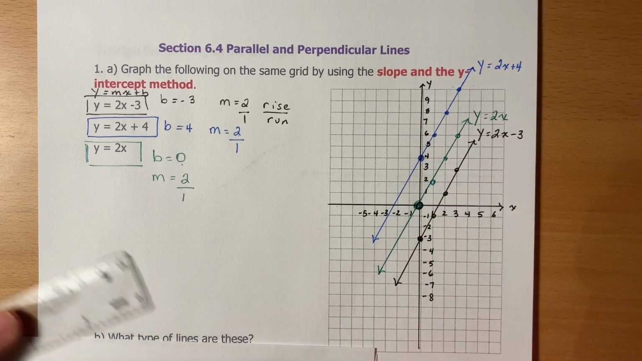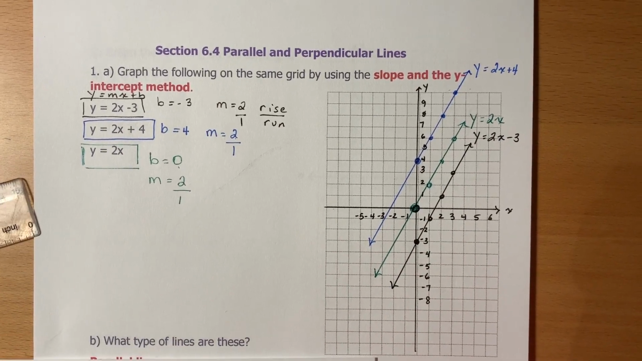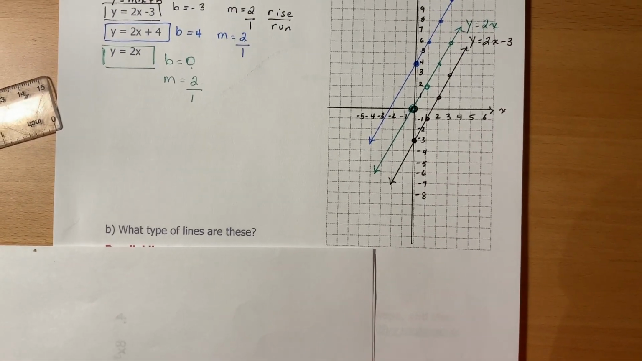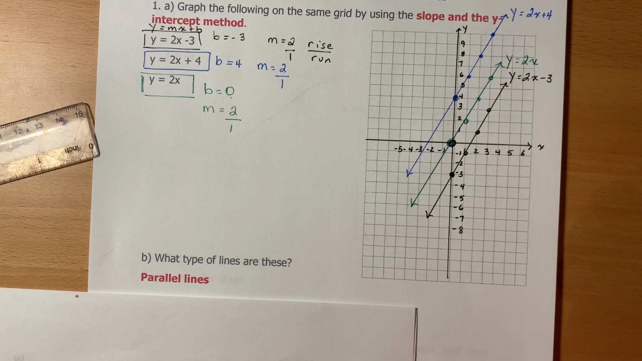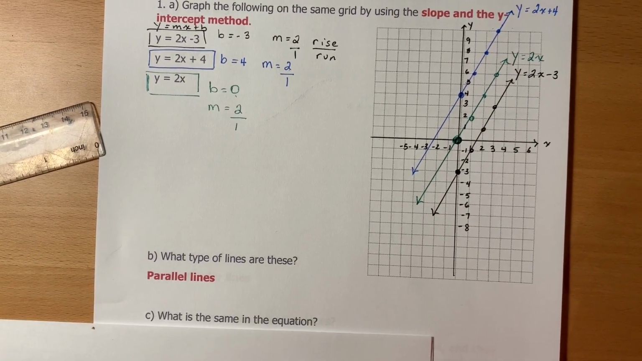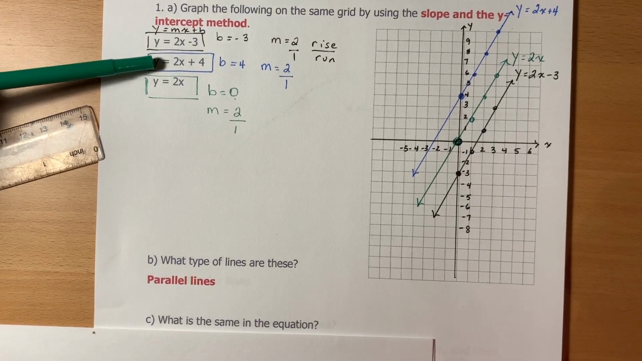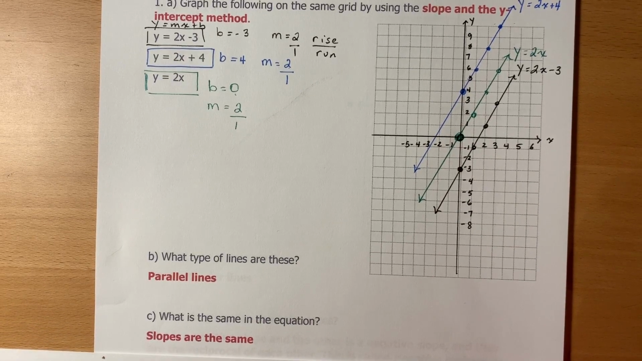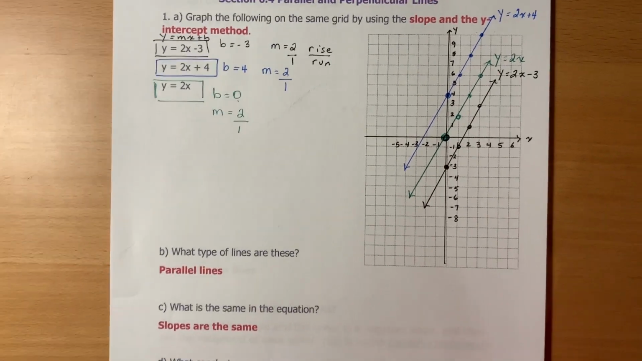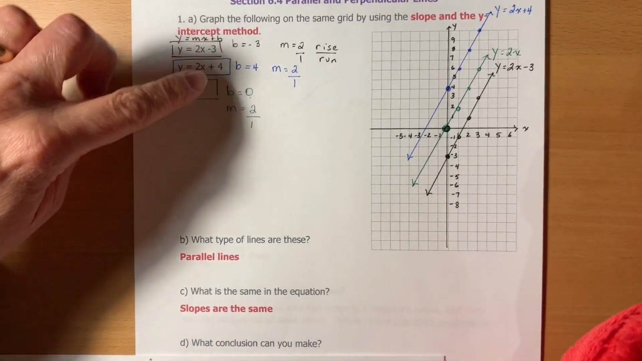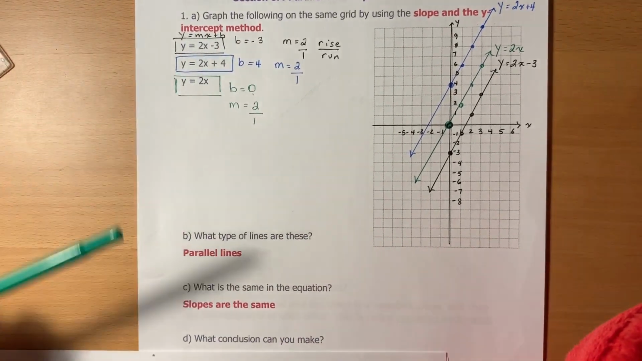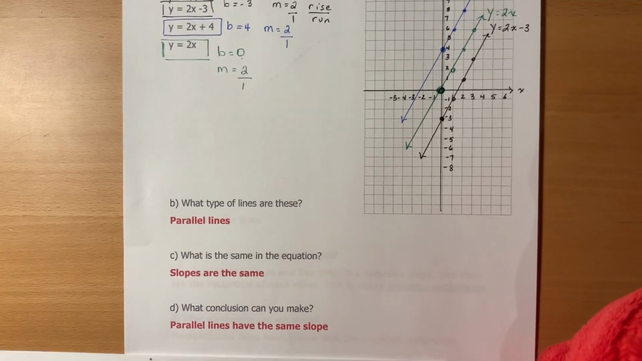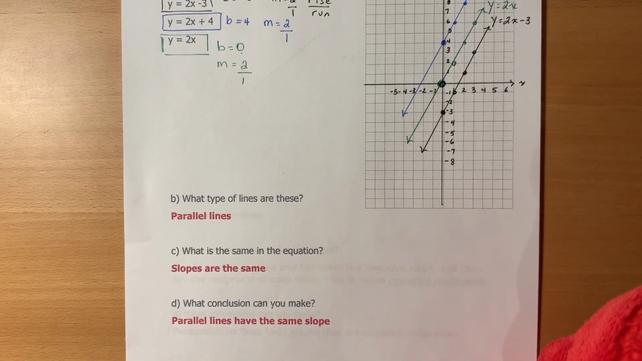So, all 3 lines on the same grid. What type of lines are these? I notice they're not going to cross or they're not going to meet. So these are parallel lines. What do you notice is the same in each of these equations? Hopefully you tell me. They all have the same slope. The b values are different. So the b values are -3, 4, and 0, but all the slopes are the same. So the conclusion you can make is parallel lines have the same slope.